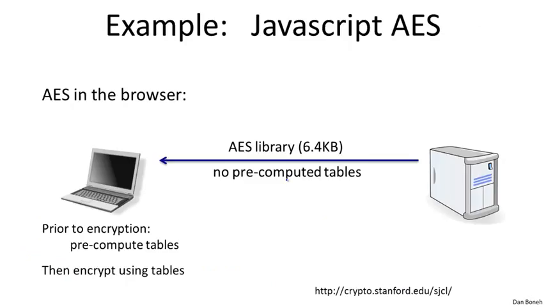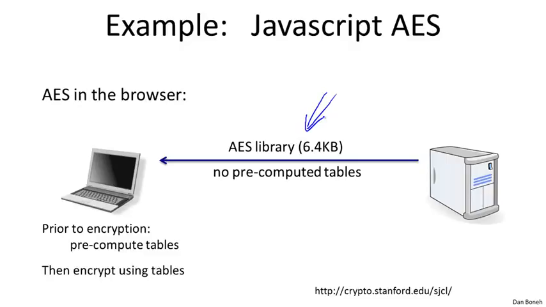So here's an example that's a little unusual. Suppose you wanted to implement AES in JavaScript, so you can send an AES library to the browser and have the browser do AES by itself. In this case, you'd like to both shrink the code size so that on the network there's minimum traffic to send the library over to the browser, but at the same time you'd like the browser performance to be as fast as possible.